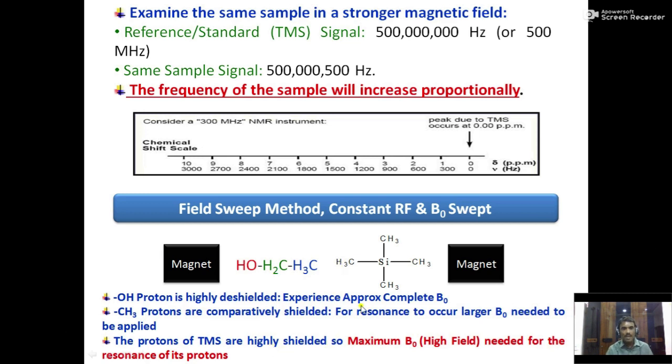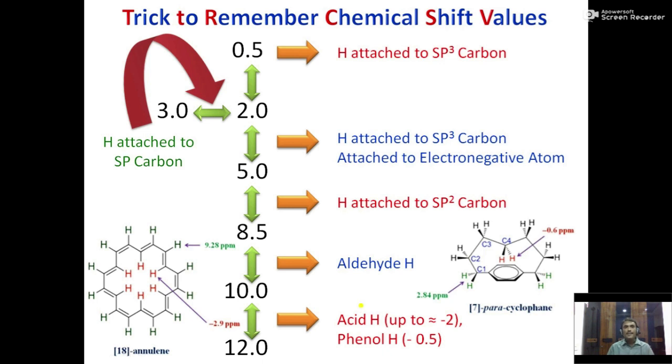Okay, now we will move to the trick to remember chemical shift values. When the hydrogen is attached to sp3 carbon, its chemical shift value may range from 0.5 to 2.0. If the hydrogen is attached to sp3 carbon, but the carbon is also attached to some electronegative atom such as oxygen, nitrogen, etc., then the chemical shift value of that proton may be in the range 2 to 5. If your hydrogen is attached to sp2 carbon, then your chemical shift value may be in the range 5 to 8.5.